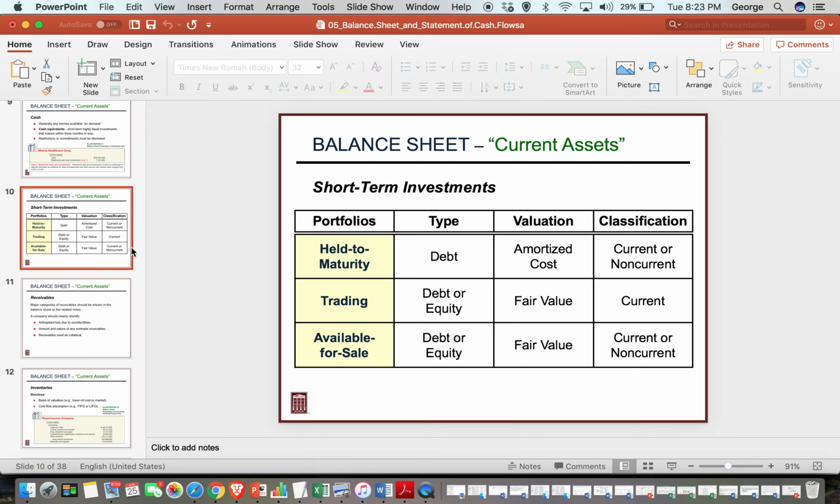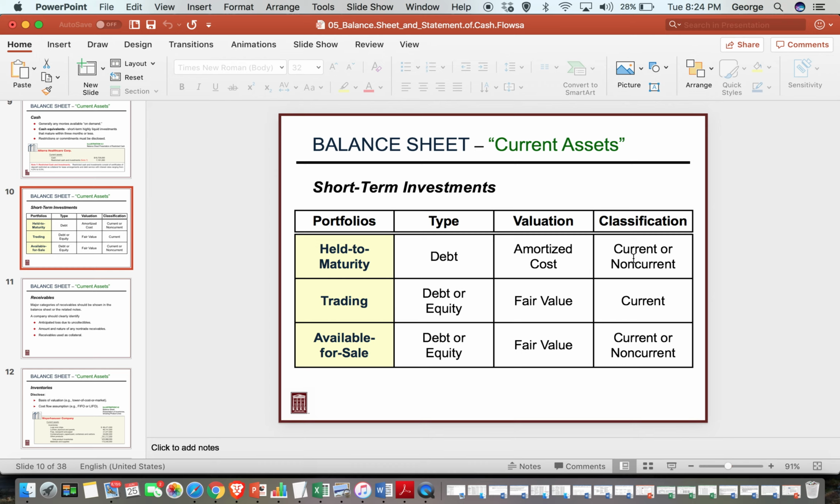Short-term investments are basically debt or equity instruments. We have held to maturity, which would be like a bond, trading portfolios of stock, and then available for sale. Notice that valuation is fair value. Held to maturity, this might be a bond payable, would be shown at amortized cost.